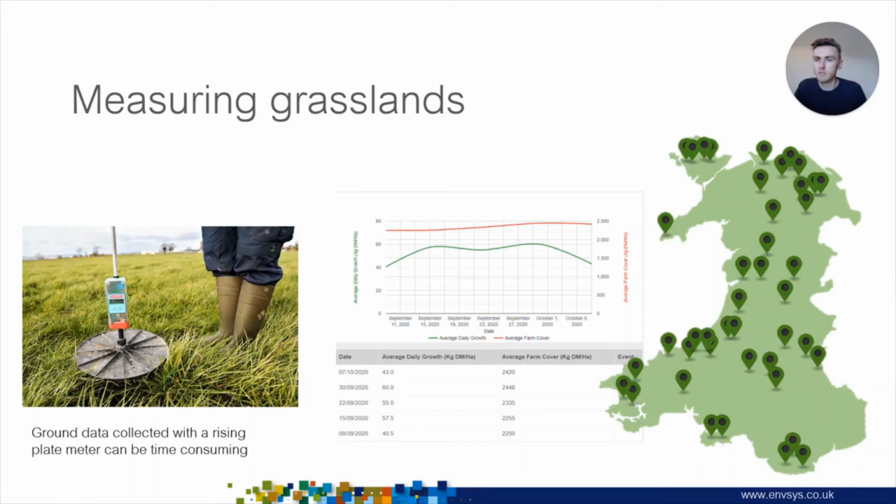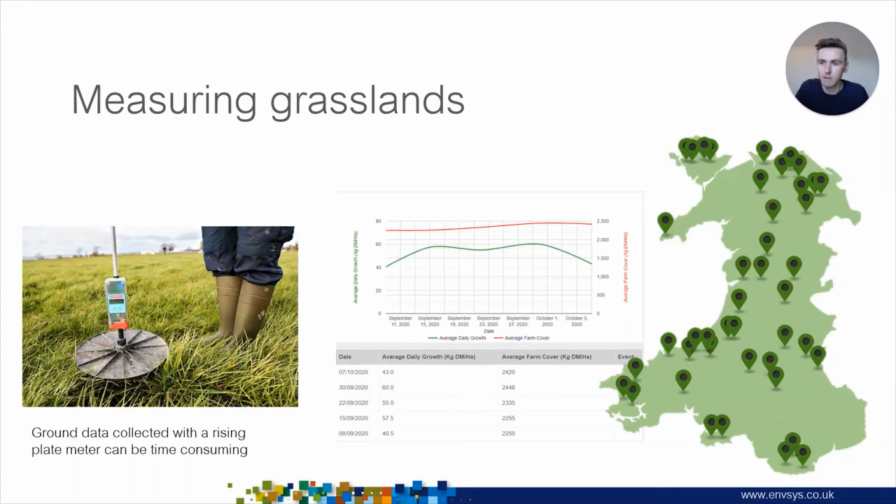So why do we want to measure grass? Well, grass is an essential crop in livestock production. It is often the cheapest and most efficient form of feed on farms. Farmers need to know how a field is performing so they can make decisions regarding stocking rate, grazing rotation, and fertilizer applications. Grassland is generally measured using a rising plate meter.